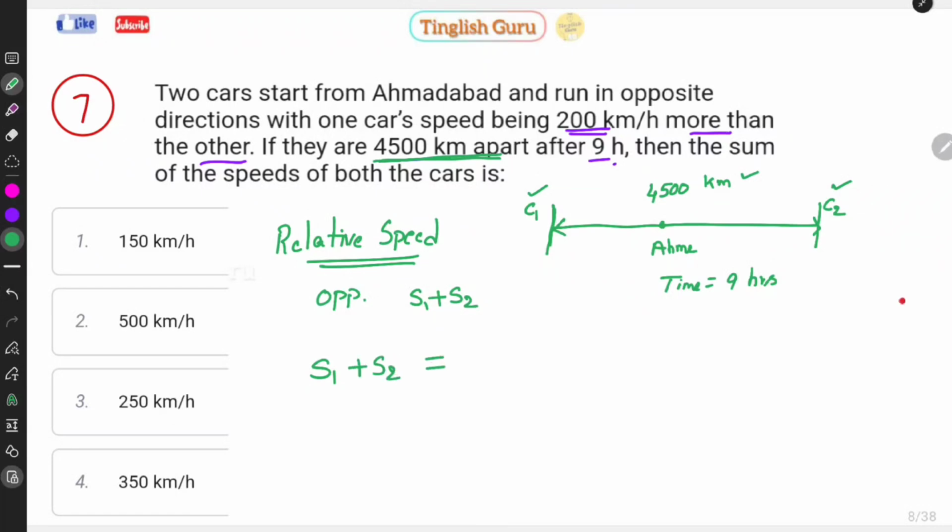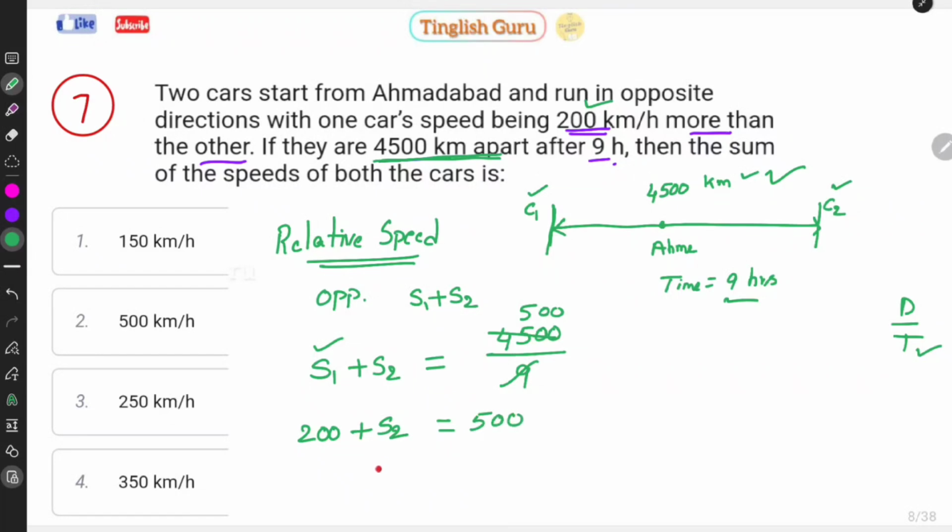Speed is equal to distance traveled by time, right? What is the total distance traveled? 4500 divided by the time, 9 hours. So substitute the speed of one car. One car's speed is already given, 200. That is 200 plus S2, the speed of the second car, is equal to 4500 by 9, which is 500. So the speed of the second car is 500 minus 200, that is 300 kilometers per hour.